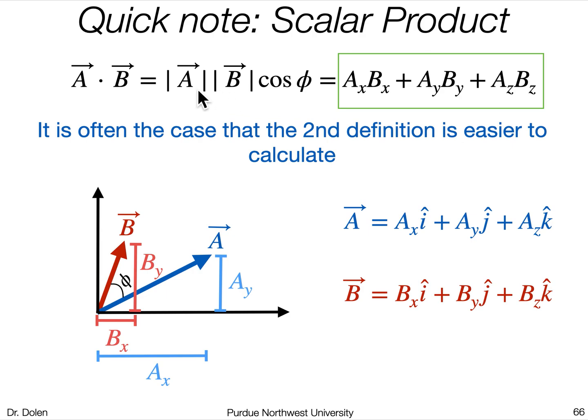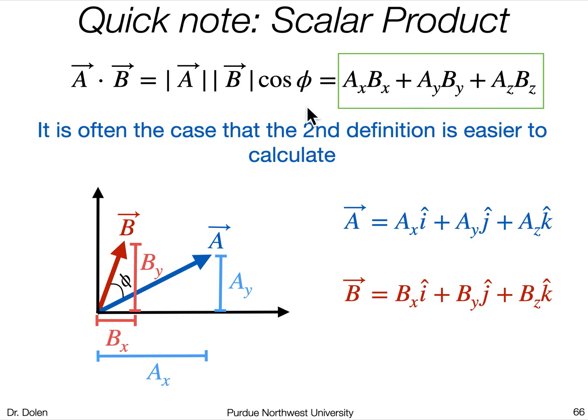One quick side note on the scalar product: we have these two definitions. We talked about the magnitude of A times the magnitude of B times the cosine of the angle between them. We also have the definition that includes the components of the vectors. In most cases, this is going to be more useful to you because we often define vectors with their components. We often write down a vector A in terms of its x component i hat plus y component j hat plus z component k hat. So we can just read off the components of our vectors and plug them into this equation, and that'll be useful for calculating the scalar product.